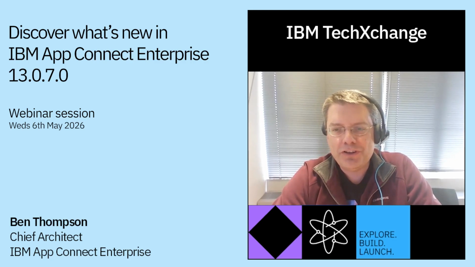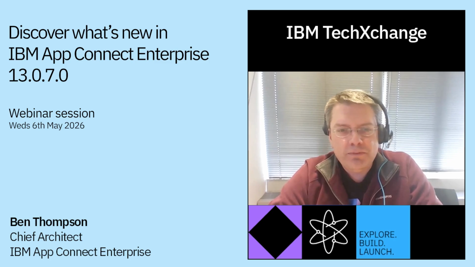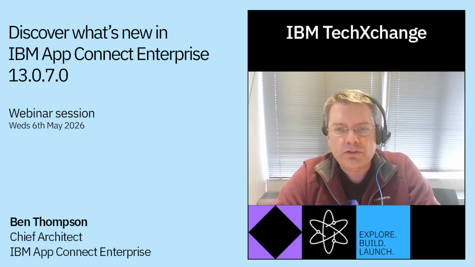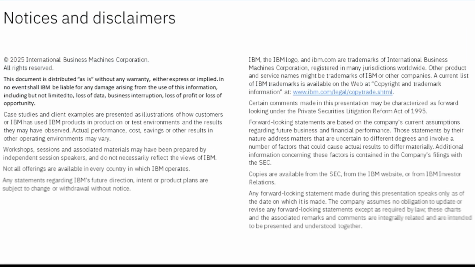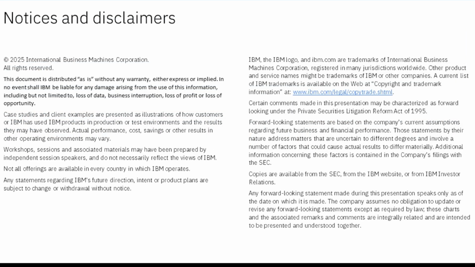This is one of our regular quarterly updates, all about the new features that have come in App Connect Enterprise 13. The latest one of those mod releases that we'll be talking about today is 13.0.7.0. And as usual, we're going to cover the major new features in the release.